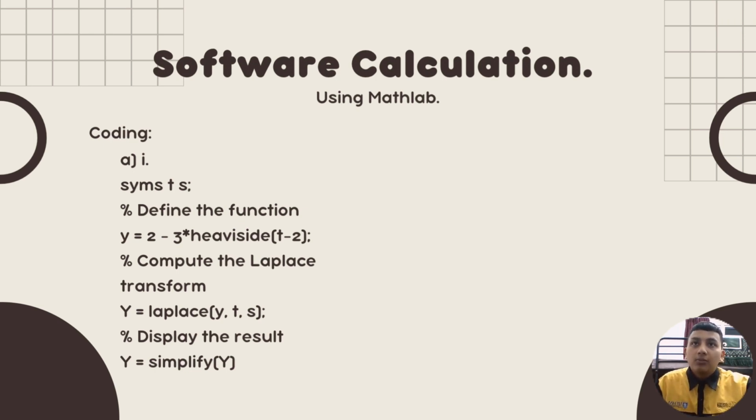And after that, we compute the Laplace transform. So how to compute the Laplace transform? The formula is Y equal to laplace(y, t, s). And last but not least, we display the result. So how to display the result? We are using Y equal to simplify(Y).